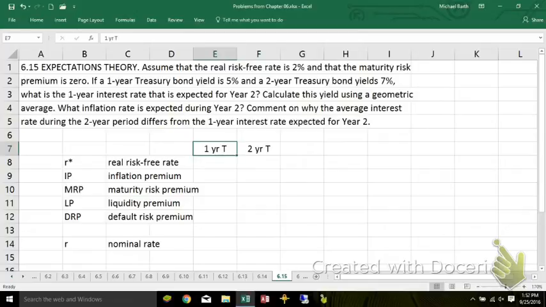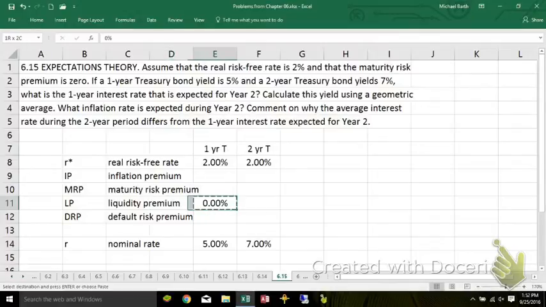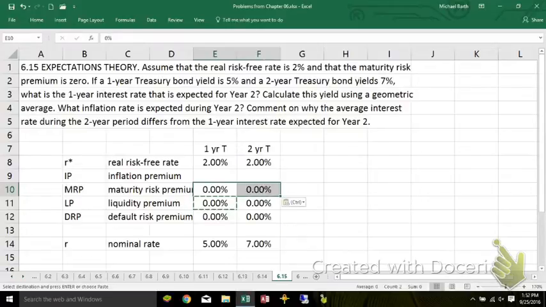We're told that the real risk-free rate is 2%, and it's going to be 2% whether you lend for 1 year, 2 years, or a gazillion years. The 1 year treasury bond is yielding 5%, and the 2 year is yielding 7%. By definition, the liquidity premium and default risk premium is 0 on all treasuries. When we're using expectations theory, the assumption is that maturity risk premium is also 0.